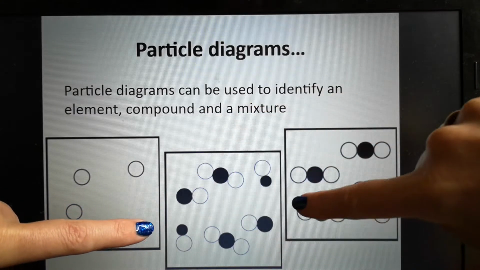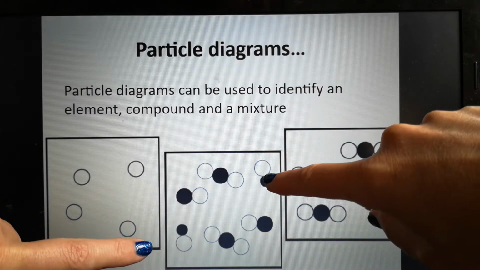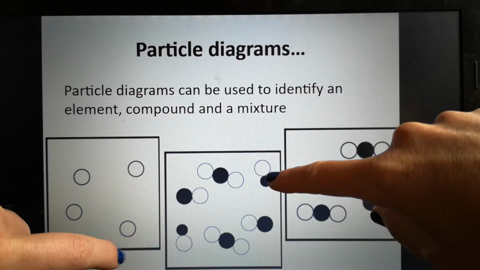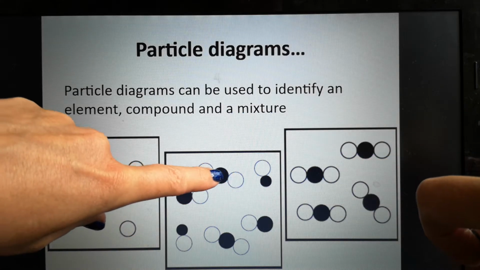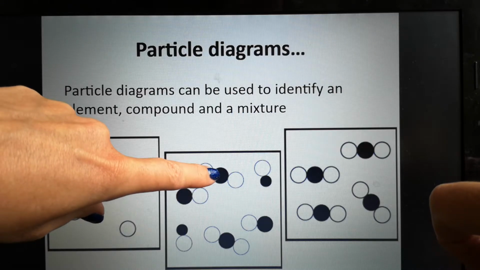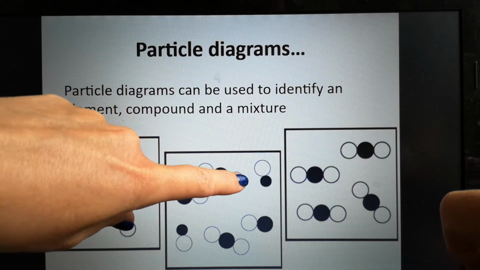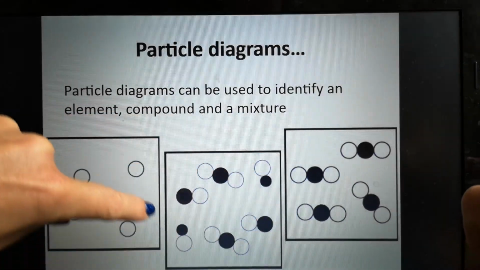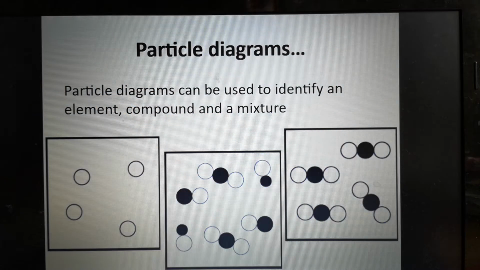Actually, it's a mixture of compounds if you have a look, because this is a compound because we've got two different coloured balls and they're joined together. And this is a compound because they're two different coloured balls and they're joined together. But this looks different to this one, so it's a different compound. So this here is a mixture.